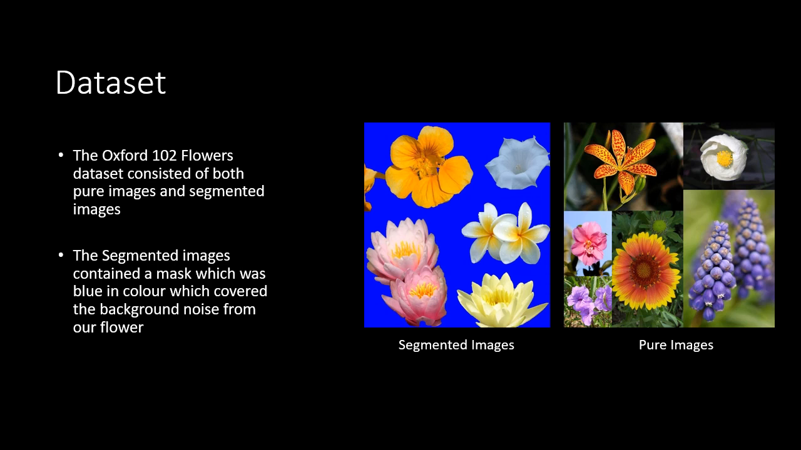The dataset consisted of both pure and segmented images. The segmented images contain a blue color mask around the flower, which covers the background and eliminates any background noise present in the picture.